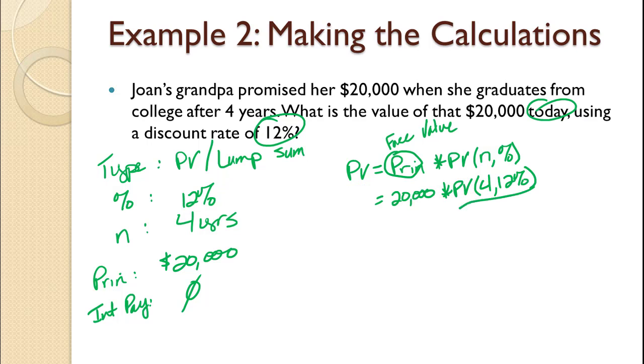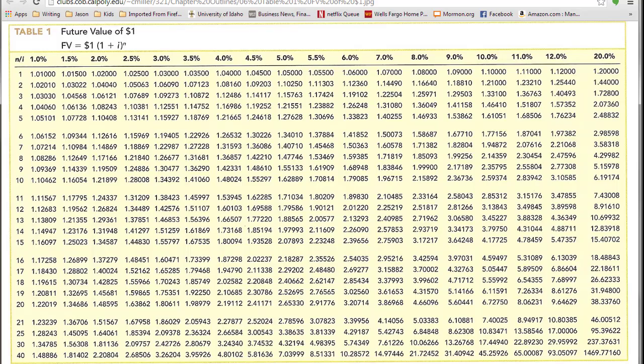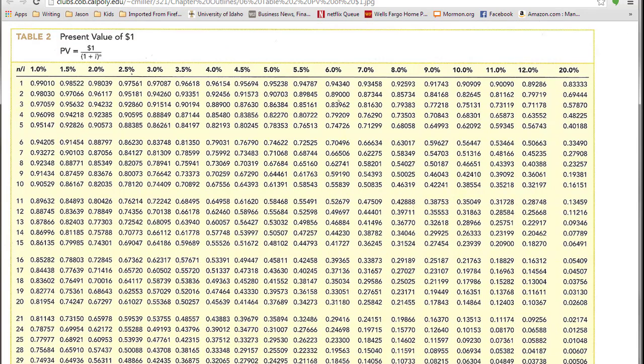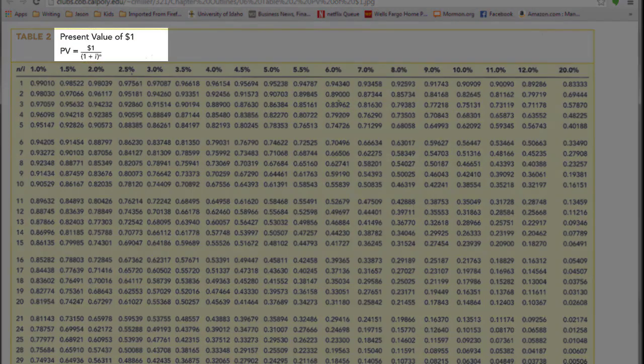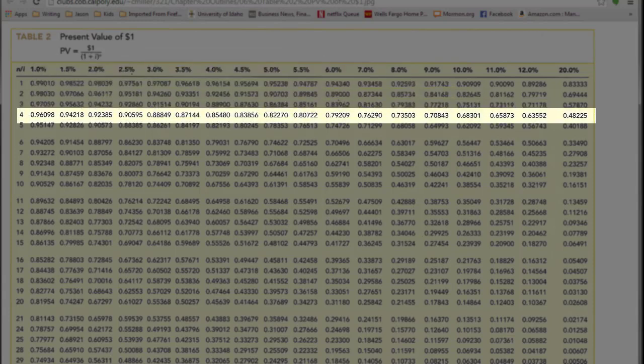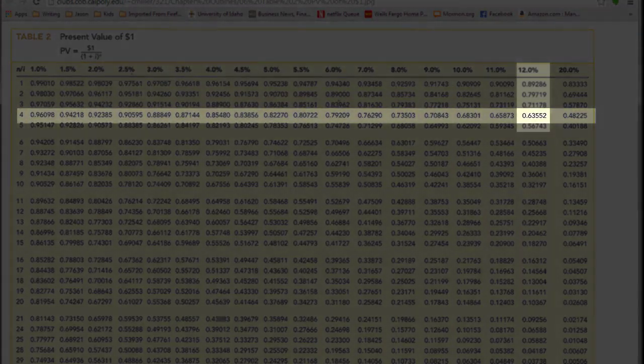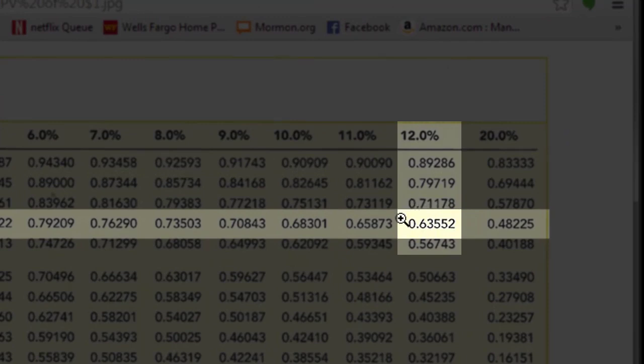Now we're going to take this information and go to a present value table. The reason we needed to decide whether it was present value or future value, lump sum or annuity, is so that we know which table to use. Let me switch to my browser where I pulled up all of the different time value tables, and we're doing the present value of a lump sum. Right up here, present value of $1. Our N is 4, so we go down to N of 4, and then go across to 12%.